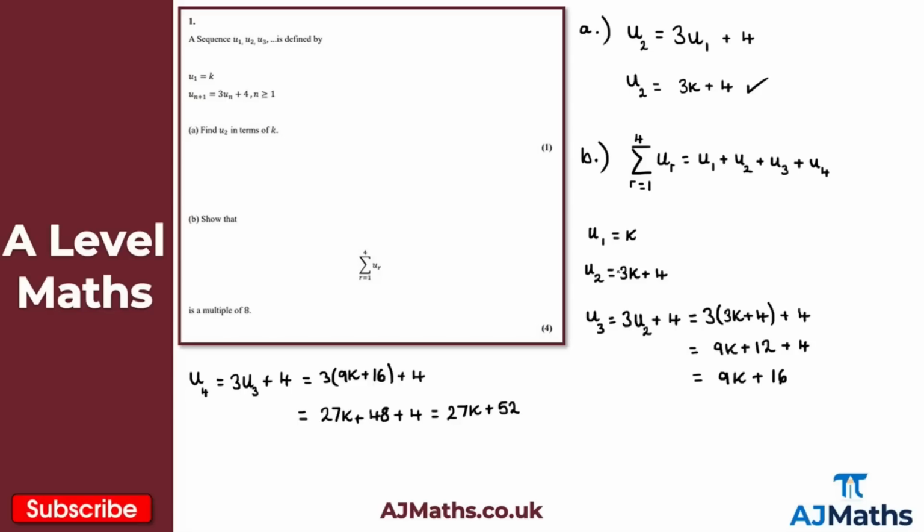What we need to do now is take all of these terms, U1, U2, U3 and U4, and add those together, and hopefully we can show that that is a multiple of 8. So U1 plus U2 plus U3 plus U4 is equal to k, since U1 is k, plus U2, which is 3k plus 4, plus U3, which is 9k plus 16, and then finally U4, which is 27k plus 52.